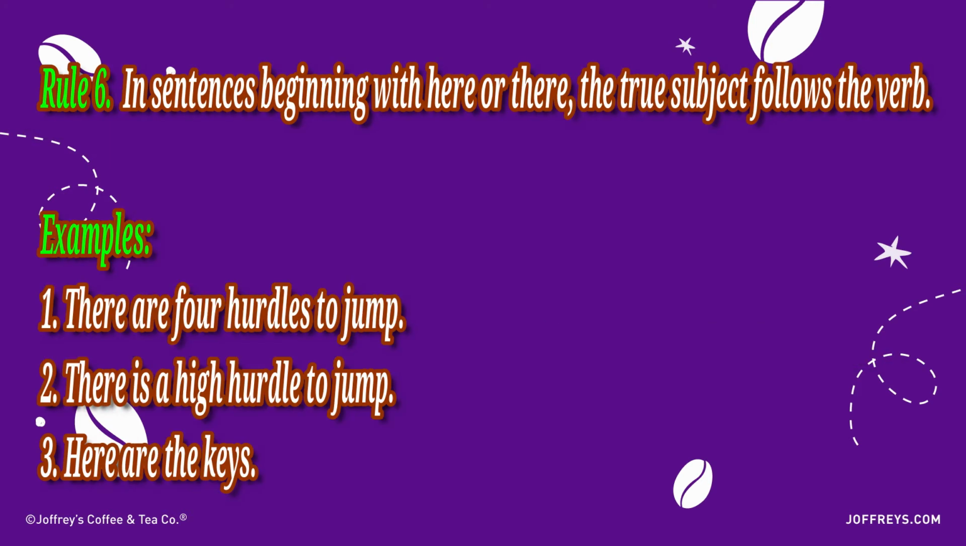Rule 4.6. In sentences beginning with here or there, the true subject follows the verb. Example number 1. There are 4 hurdles to jump. Example number 2. There is a high hurdle to jump. Example number 3. Here are the keys.